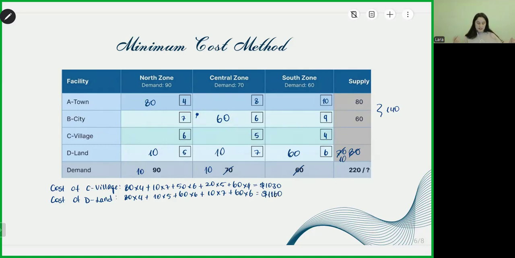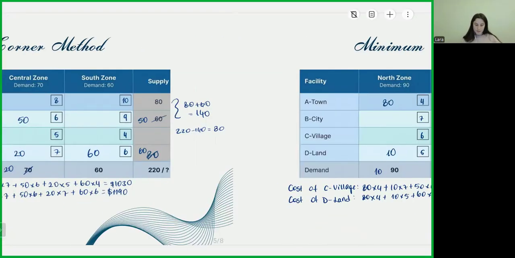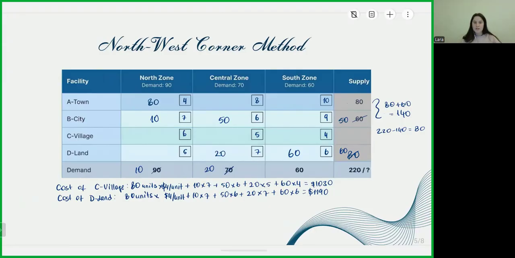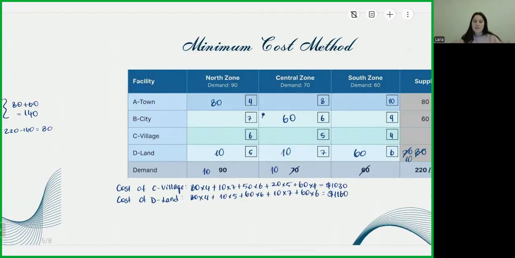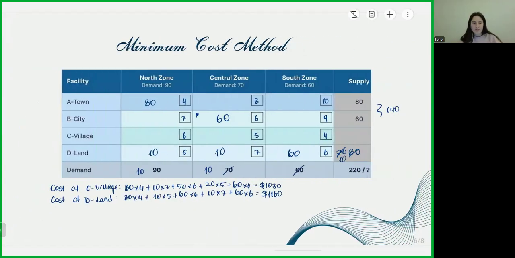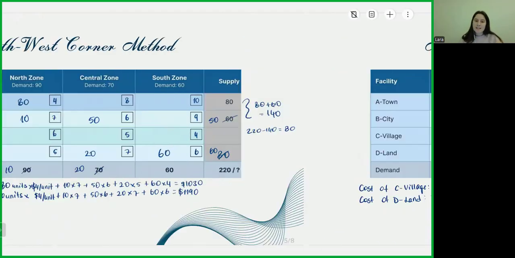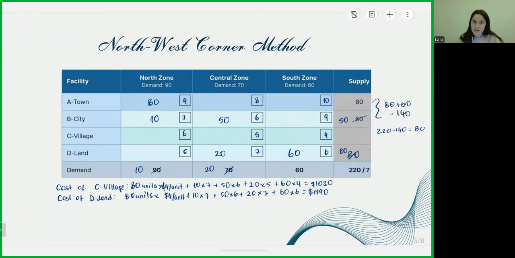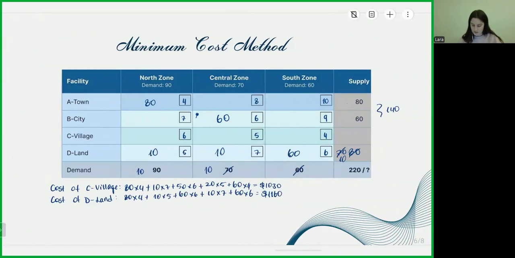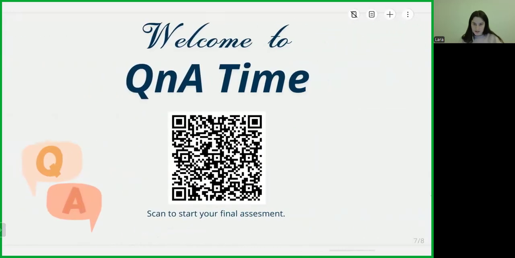Okay, so again, the land is costlier than C village. And again, by northwest corner method, we already saw that. And C village gave us the same results by both of them. Can we say this is the optimal solution? No, because this is a heuristic method. There can be a better method, but it does give us a strong argument that this is already an optimal method cost. Okay, so this is it for the video.